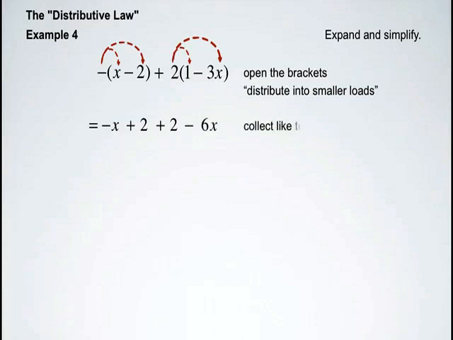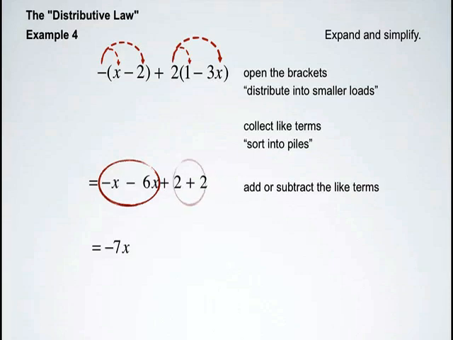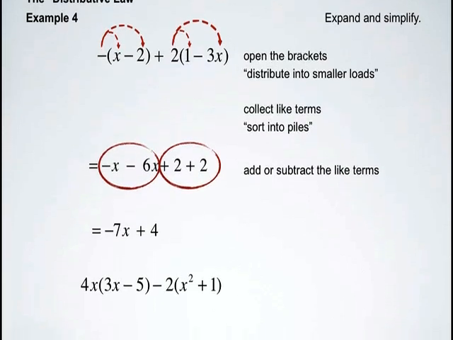We're going to collect like terms. We're sorting it into the piles for the family. So the negative x and the negative 6x belong together. The positive 2 and the positive 2 belong together in the same pile. Now I'm going to add or subtract the like terms. Negative 1x, take away another 6x, gives us negative 7x. Positive 2 plus 2 gives us positive 4.